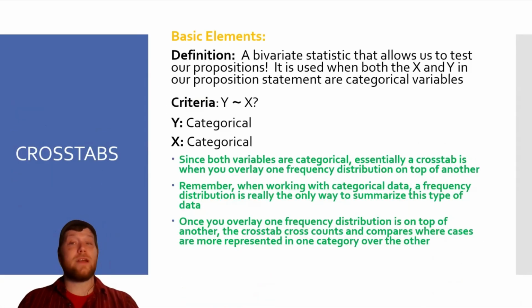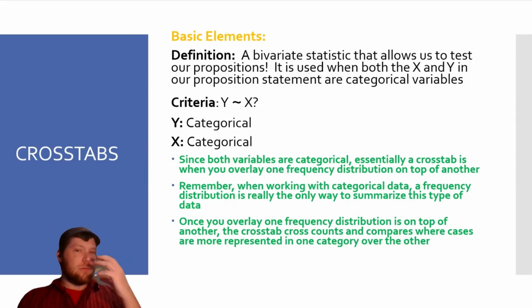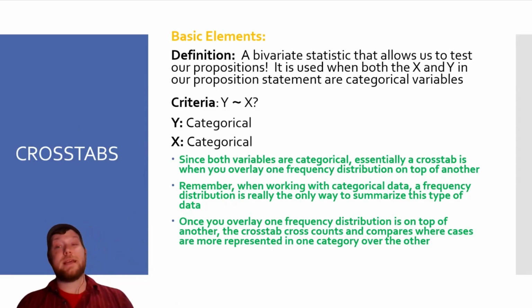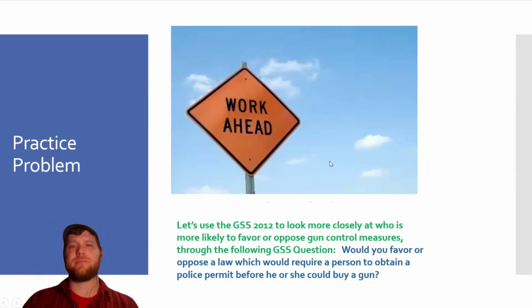Now, the bivariate test allows us to test for propositions. We want to ask what kind of variables they are. Here we have X categorical and Y categorical. A crosstab is when you overlay those things. A frequency distribution is really the only way to summarize this type of data. When you overlay one frequency distribution on top of another, the crosstab deals with the counts and compares where the cases would be represented in one category or the other.